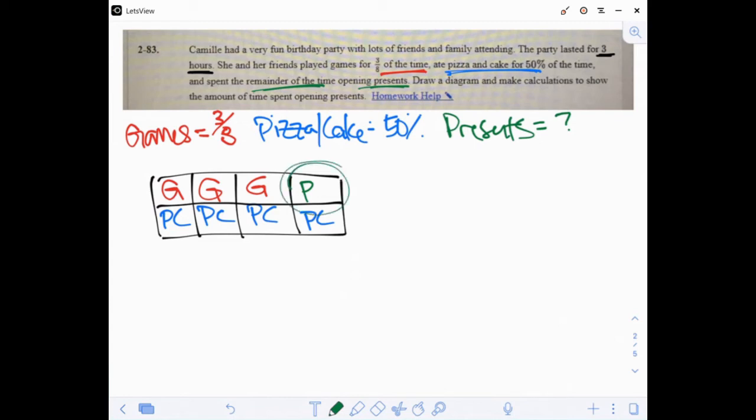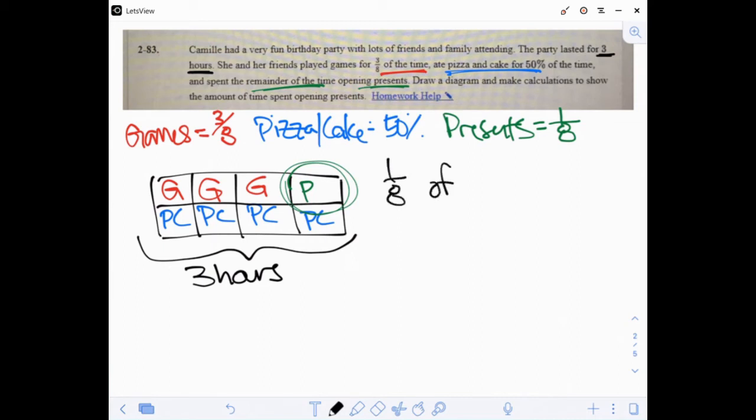So what does this spot represent? That's 1/8. That's 1/8 of the rectangle. So now I know how much time was spent on presents. 1/8. So I used the graphic to help me figure out the 1/8, but they also want to know how much time was spent opening presents. So remember I underlined 3 hours. So this whole little graphic representation represents 3 hours. So presents were 1/8 of 3 hours. That's how we set that up. It's 1/8 of 3 hours.